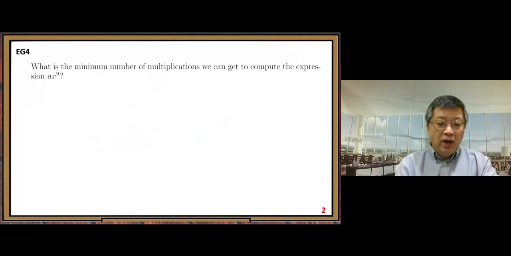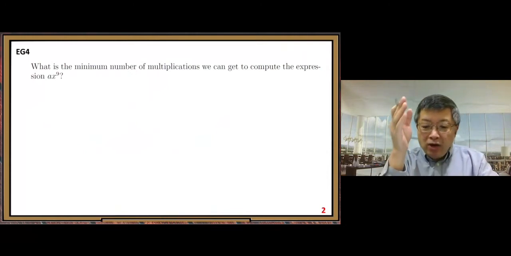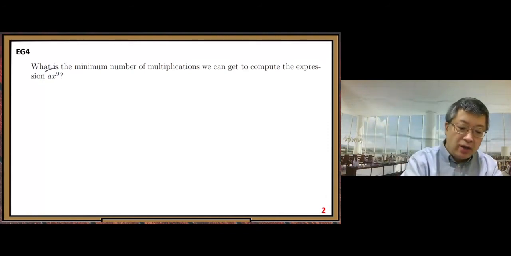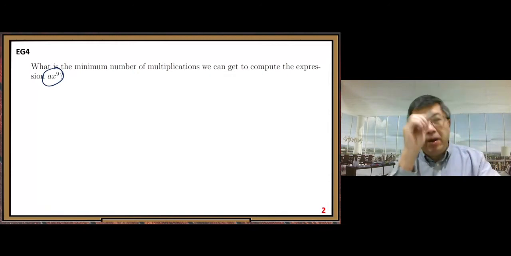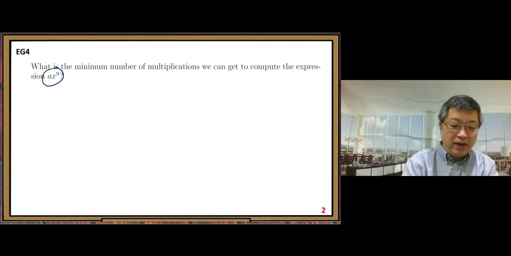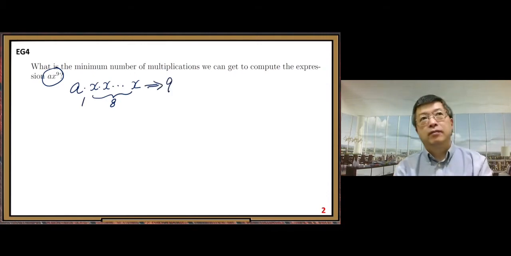Example number 4. What is the minimum number of multiplications we can get to compute the expression a times x to the 9th power? How many multiplications? Okay, yeah. If you do it directly, one multiplication, x times x, right? You need to do 8 times plus 1 here, you get 9. It's not good. 9 is not a good one.